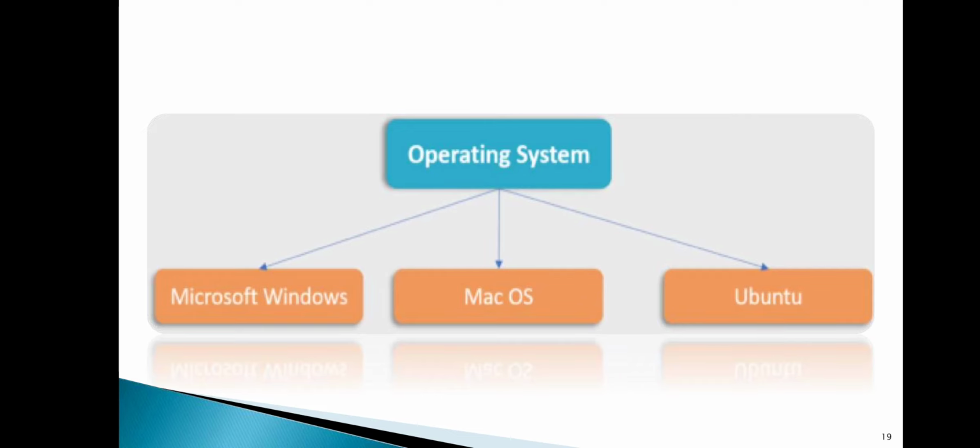For example, take an operating system. There are different types of operating systems, like Microsoft Windows, Mac OS and Ubuntu. These are different types of operating systems, but we can call them all one operating system. It is one of the best examples of polymorphism.